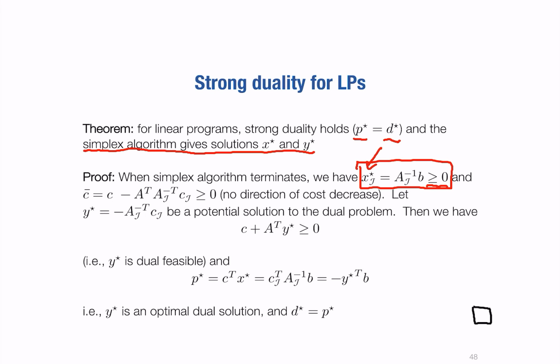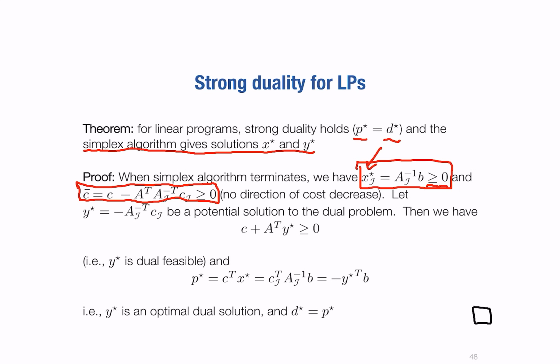So we also, though, have another property. We also have the property that c bar, which was our cost decrease, is equal to, and I'm going to write it, I defined c bar j for each individual j before, but it's pretty easy to show that this is also equal to c minus A transpose, A script J inverse transpose, so that's the transpose of the inverse, times c script J. That's just the vector form of these c bar j terms.